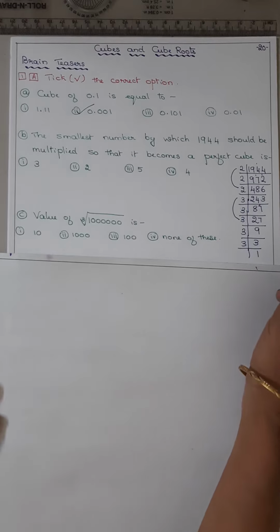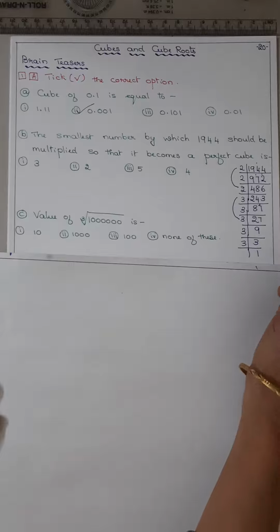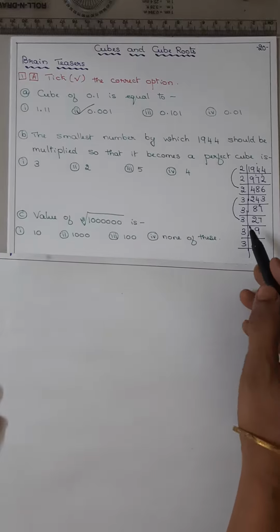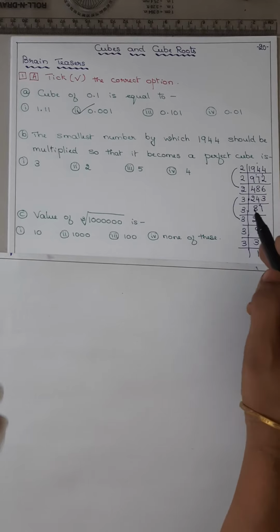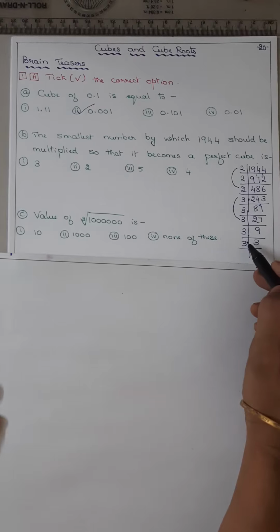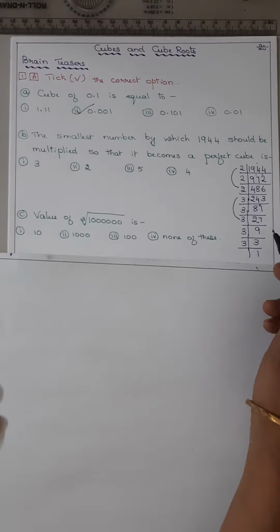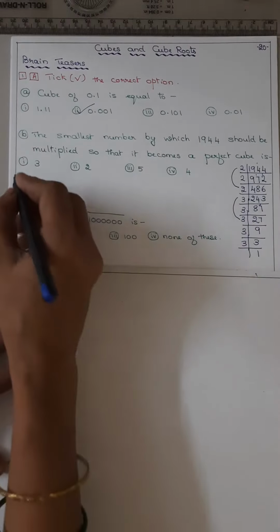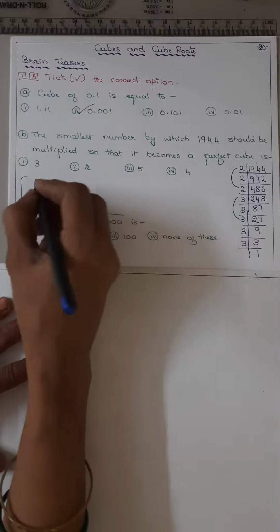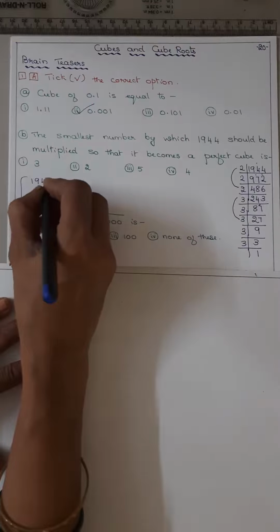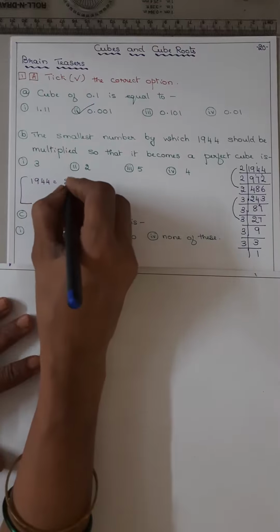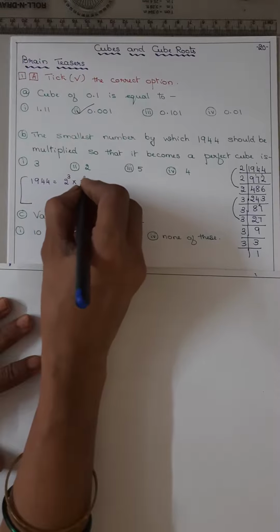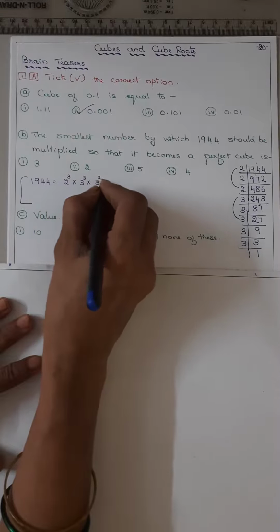So which is the number to be multiplied? Means 2 cube is there, 3 cube is there, but here it is only 3 square. Means extra we want 1, 3, isn't it? So this is a rough work. 1944 is equal to 2 cube into 3 cube into 3 square.